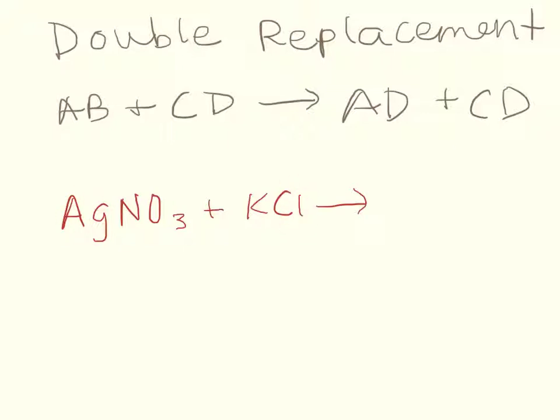So it's just AgCl. Then we're going to take our potassium, which has a 1 plus charge, and our nitrate, which has a 1 minus charge. Again, a nice easy formula to balance. So this will be KNO3. So that's how you would predict the products for a double replacement. You're just switching places between the positive cations and the negative anions.